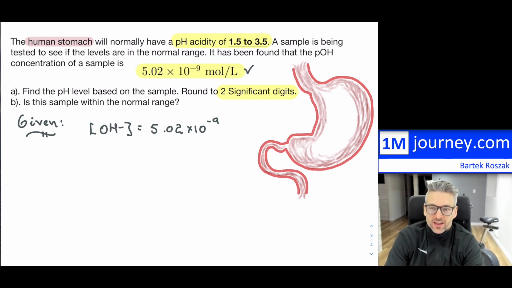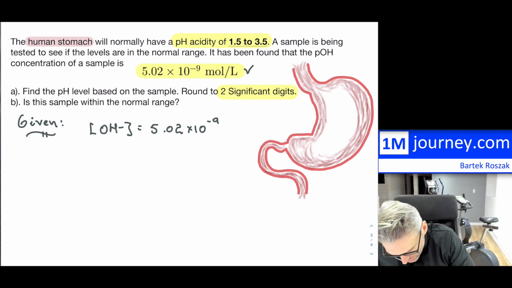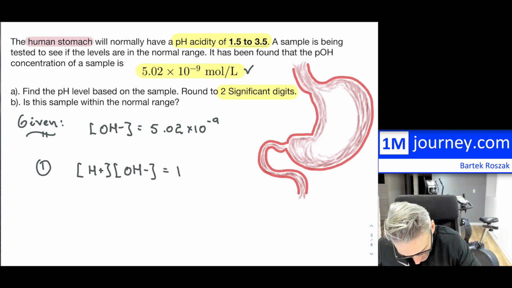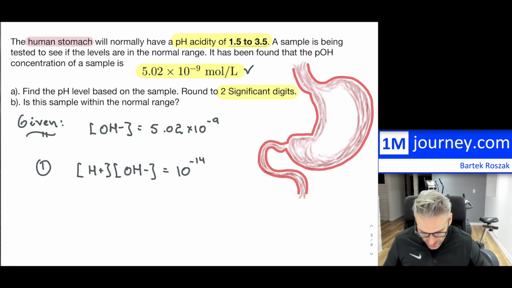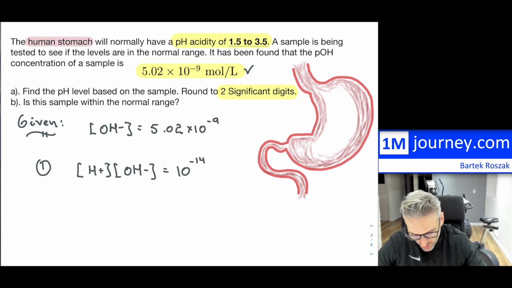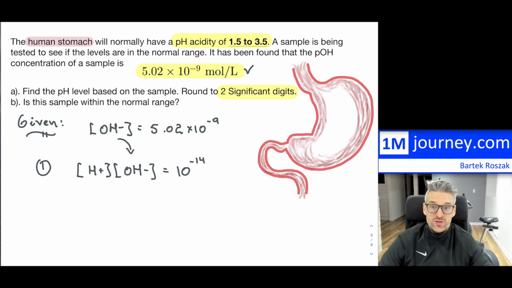Once we have this, we can utilize many different methods to find the pH level. You may recall a few things you should know. First of all, the hydrogen ion and hydroxide ion concentrations, if you multiply them, always equal 10 to the negative 14. That's coming straight from science and observations. So we can substitute this in here, find the hydrogen ion concentration, which is what the pH level is based on, and go from there.